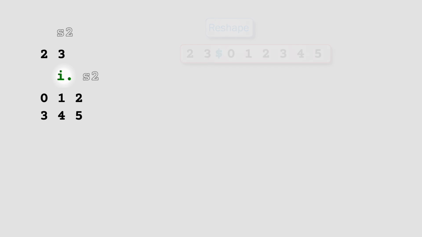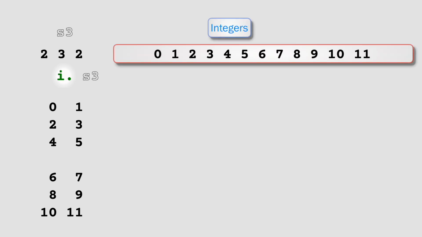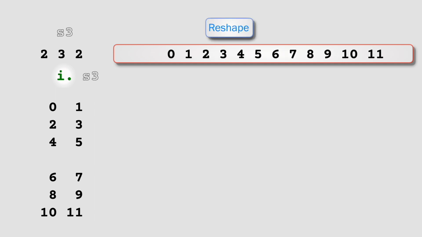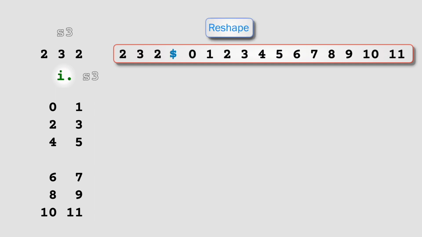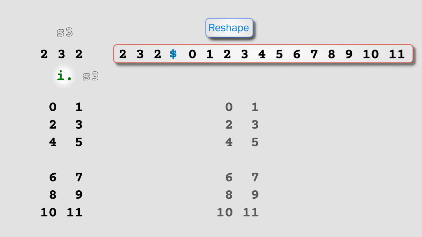Next up, we look at the results of an argument of 2, 3, 2. This will require integers from 0 to 11 to supply the contents of the resulting array. And the reshaping will create an array with 2 tables consisting of 3 rows per table and 2 atoms per row. This covers the most common use of the integers verb within J.